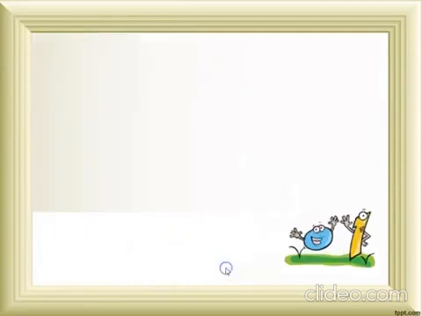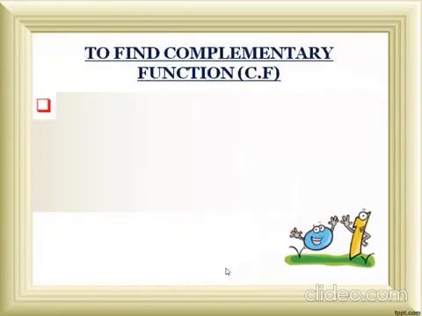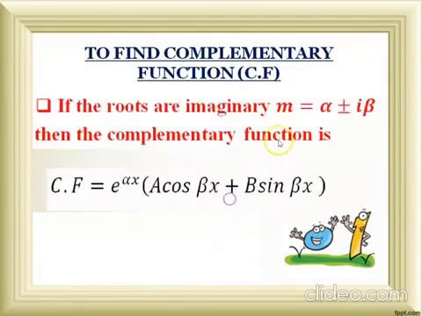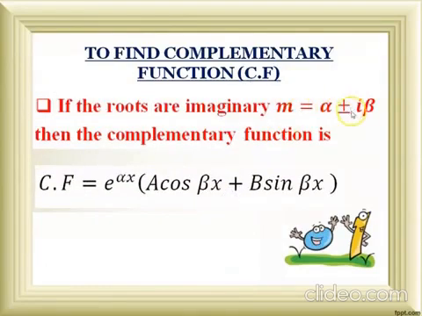So the last thing is imaginary. The roots are imaginary, in the form alpha plus or minus i beta. So the complementary function formula is e power alpha x (a cos beta x plus b sin beta x). Alpha is the real part and beta is the imaginary part. These are all the formulas for finding the complementary function.